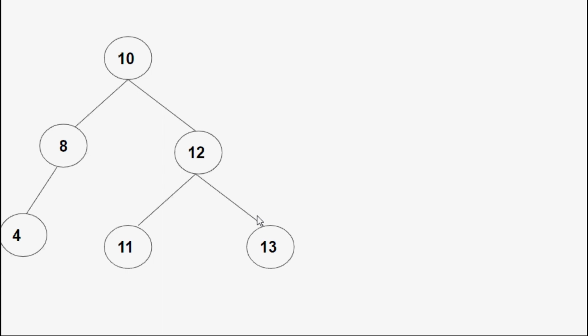Now look at 10. 10 has two edges on the left side, one connecting to 8 and a second edge connecting to 4. So 1 plus 1 gives me 2. Similarly, on the right side it again has two edges, that is 10 to 12 and 12 to 13. Now why am I saying edges, why am I not saying nodes? Because, as you have read in the definition, we were saying the longest path to reach the leaf node.